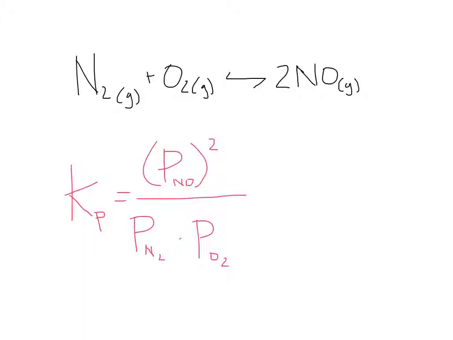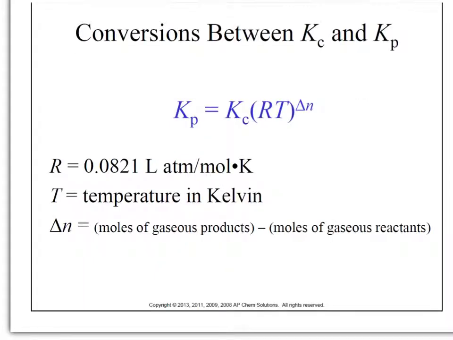So pretty similar. The differences are you use the P's instead of the brackets and use parentheses. You still square it, still products over reactants. At times, it will be necessary to convert the values of Kc into Kp or vice versa. So if we are given an equilibrium concentration value, we can transfer it into a Kp or a Kc as need be.